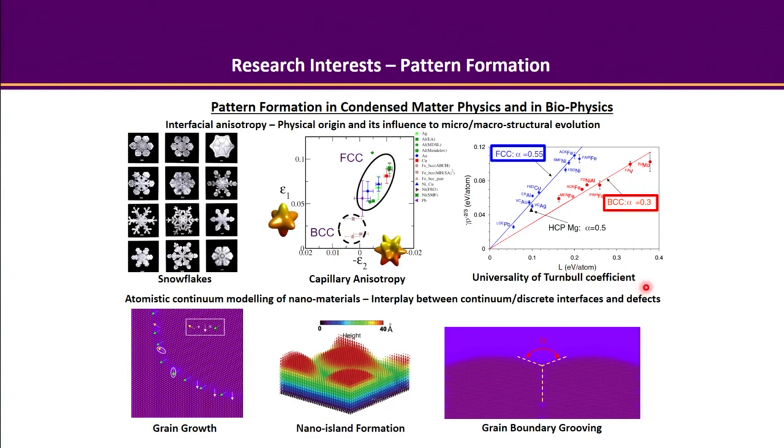Also, for example, for the kinetics, if you undercool the liquid a little bit and you start to see the solidification problem, what I'm showing here is the kinetic coefficient. It shows a universal relation between the latent heat of the material and the surface energy. As you can see, different crystal structures always give you different kinetic coefficients. So I'm also interested in answering this kind of question: what gives rise to this universality in materials? And the other side of my research is that it's also related to pattern formation.